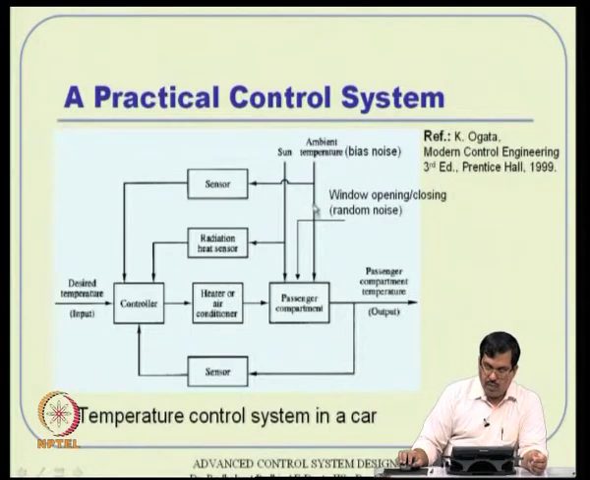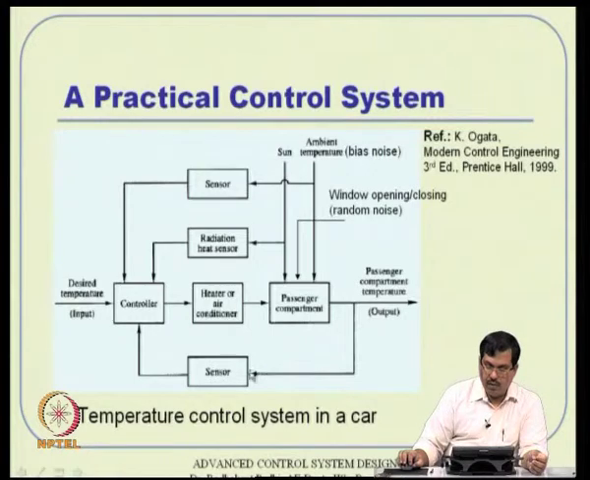That is what you want to maintain, some sort of a desired temperature. And then there are ambient temperature and sun, which you can think of as some sort of bias noise, but some sensors are also available for finding out the outside temperature. So, that information is also available for you. Okay. And then you can also talk about the sun, and you can even have a radiation sensor. So, you have an ambient temperature sensor, a radiation sensor, and the temperature of the compartment, which is also measured through a sensor.